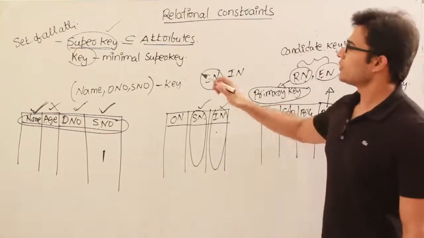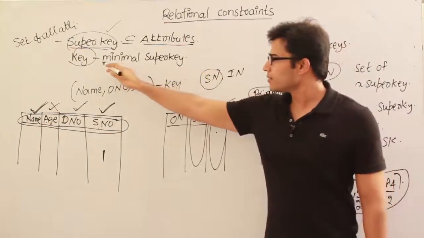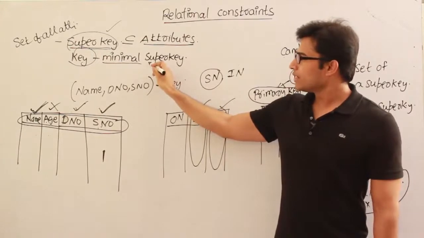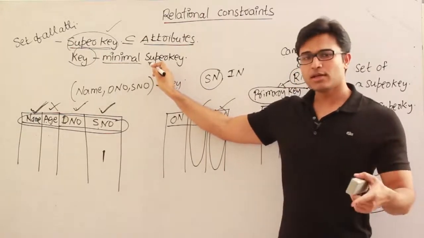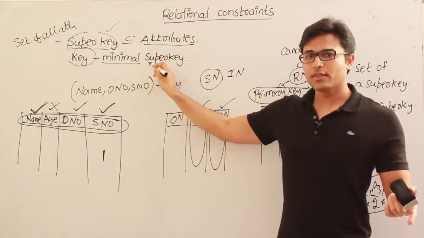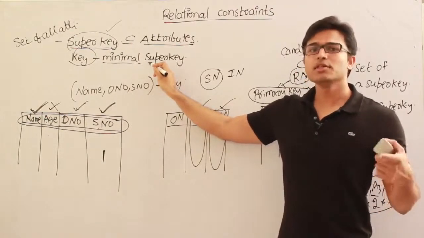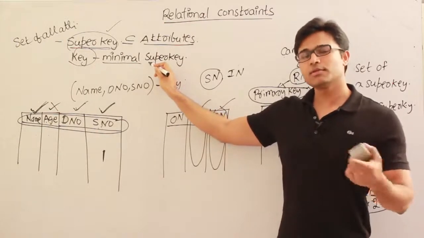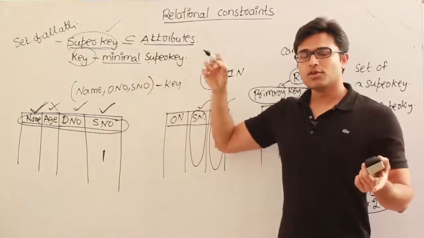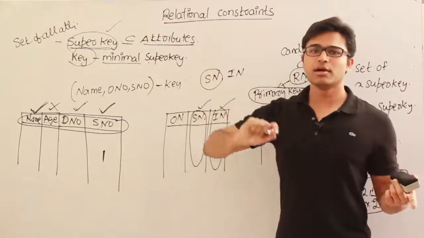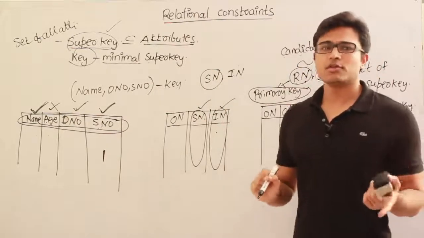Therefore, a minimal, not minimum, super key. Minimal means you delete attributes from the super key until no more can be deleted. That is minimal. What is the difference between minimal and minimum? Minimum means you count the attributes and pick the smallest, the minimum key. That is not what I mean.